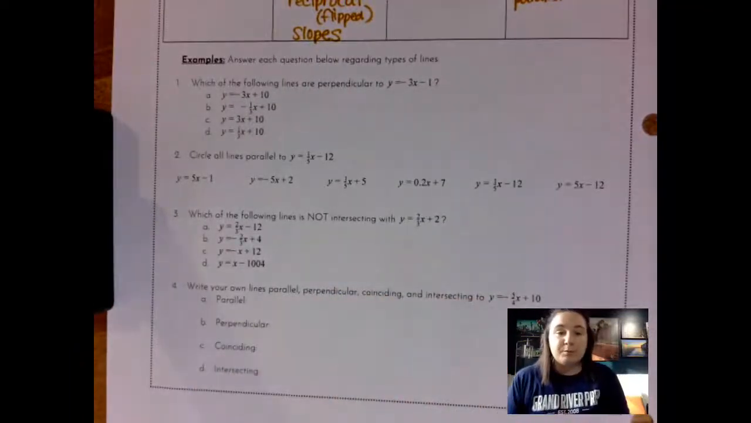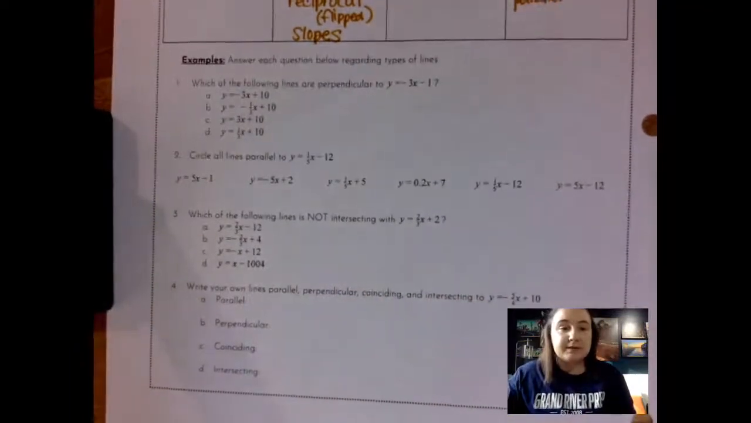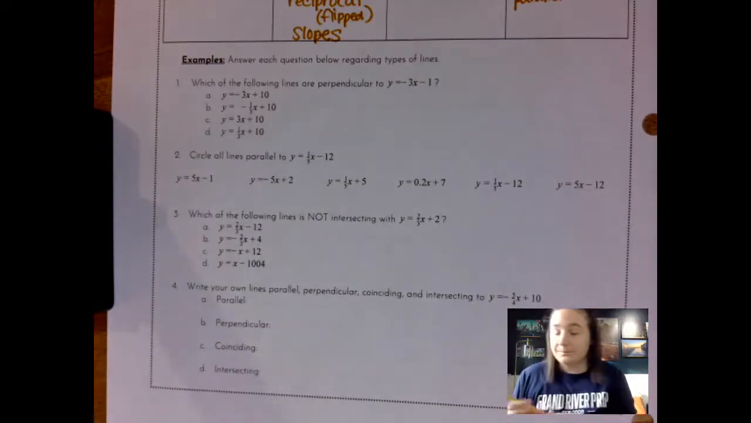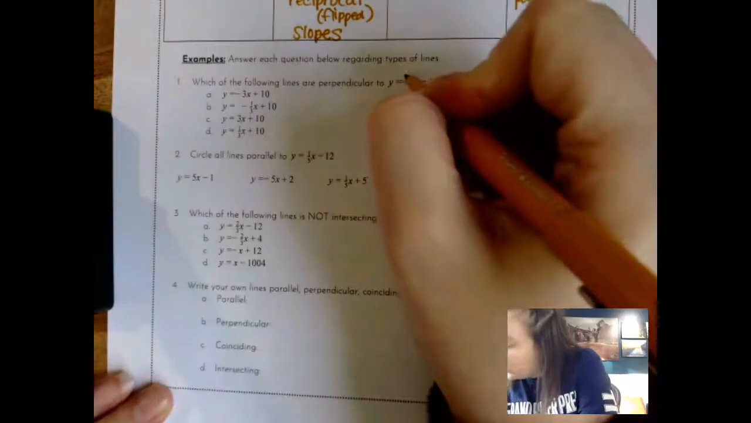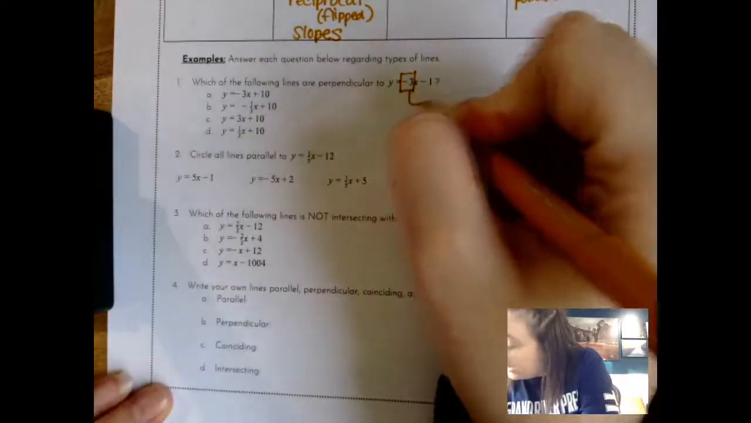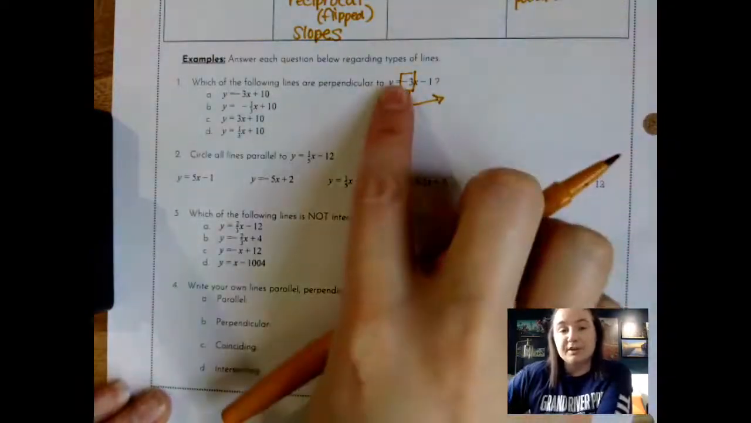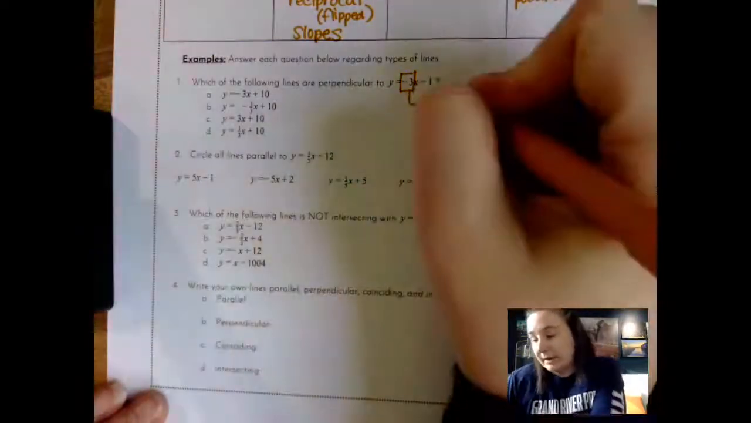So we have a few practice problems, and the first one says, which of the following lines are perpendicular to this? And so perpendicular, we said, have opposite reciprocal slopes. And so what I want to look at is the slope. So slope is our m, and I want to make this the opposite and the reciprocal. So if this one is negative, then I know I want to make mine positive.